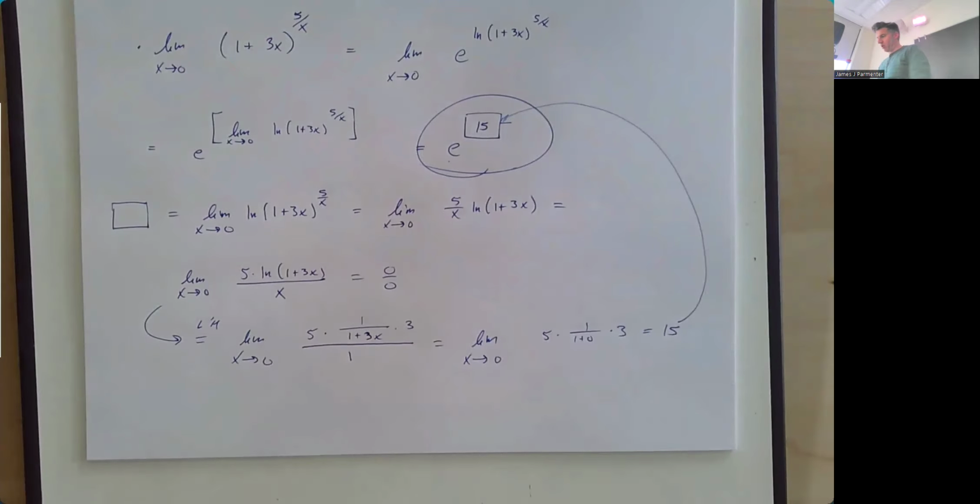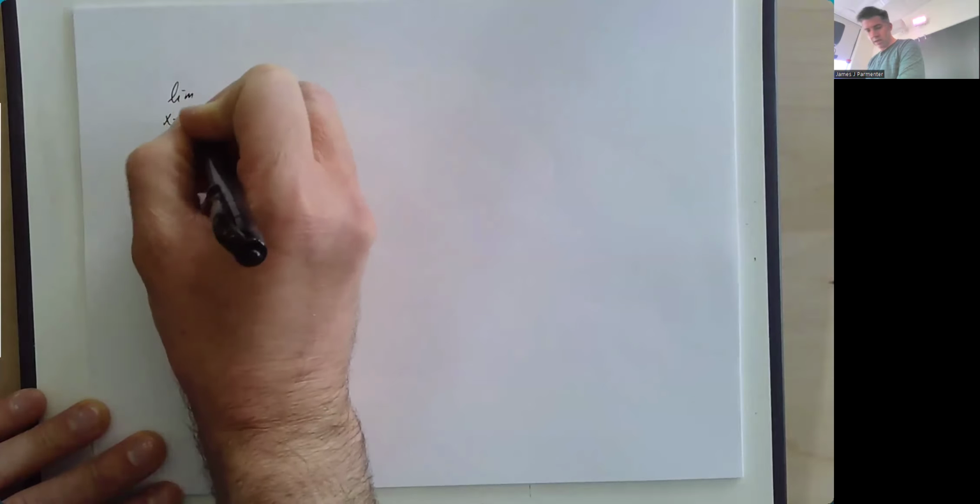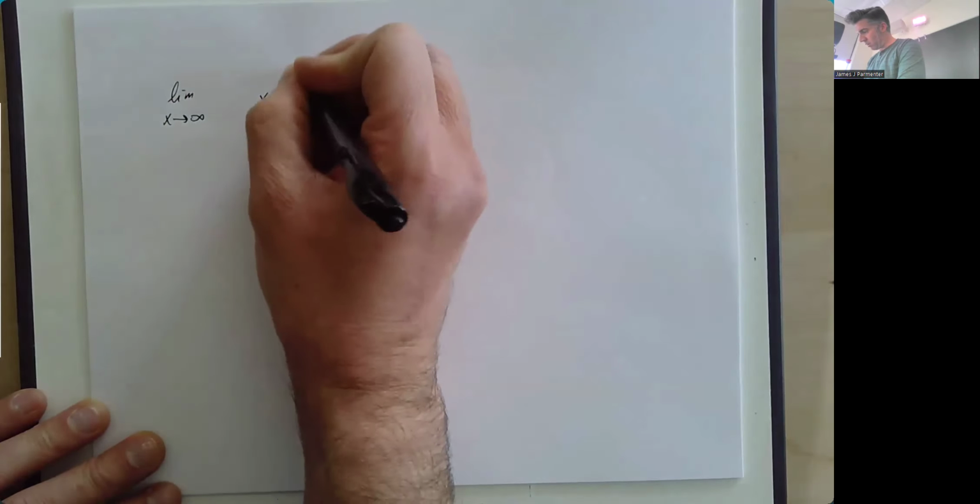Let's look at a couple more. Actually, let's do that. I skipped one back there. Let's go back to it. Yeah, let's do this one. The limit as x goes to infinity of x to the 1 over the natural log of x.